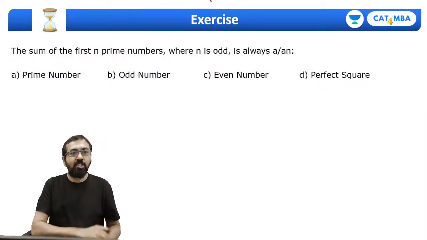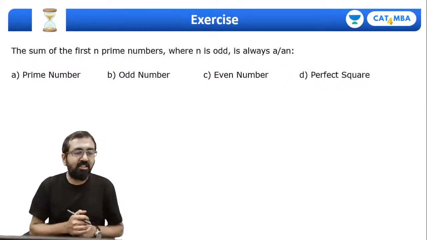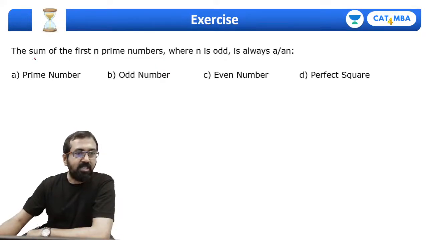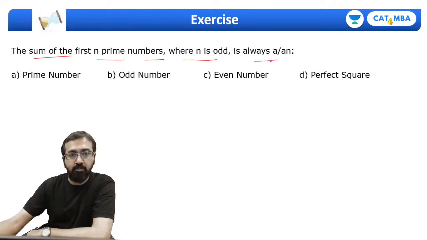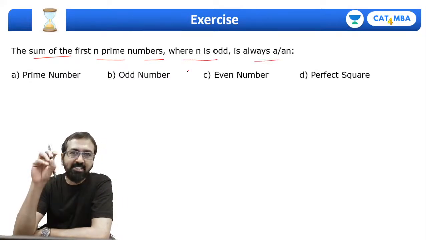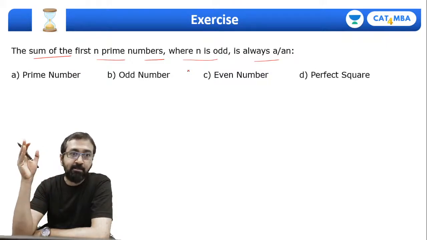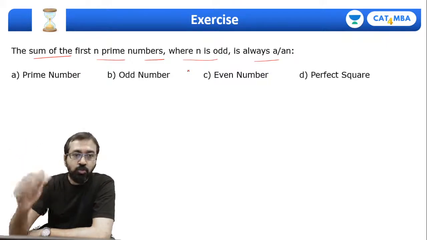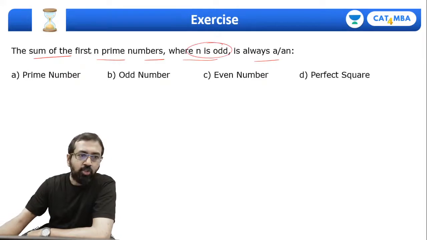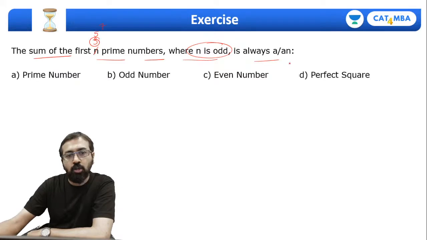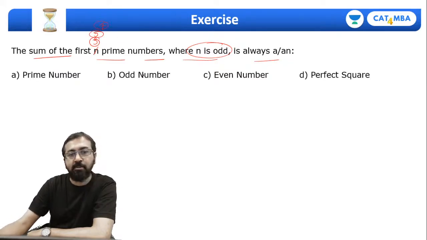Yep. Okay, so let me show you one more question. Try to solve this question, guys. The sum of the first n prime numbers where n is odd is always. The statement itself is slightly complicated. Sum of the first n prime numbers where n is odd. So just remember this part, n is odd. So let's put some odd value over here, 3, 5, 7, something like that. So now what is my question? The sum of the first 3 prime numbers is always, or the sum of the first 5 prime numbers is always, the sum of the first 7 prime numbers is always.